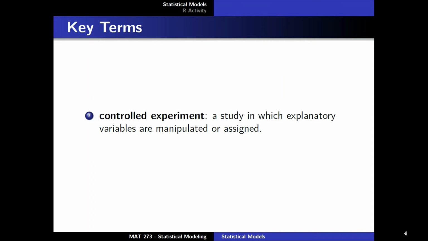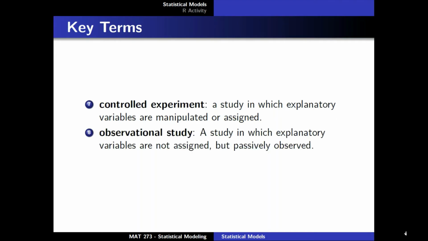And so we can control which participants. We're actually manipulating which participants receive the placebo and which receive this drug. And that's our explanatory variable, an active drug or a placebo. So since we're manipulating this variable ourselves, this is considered a controlled experiment.